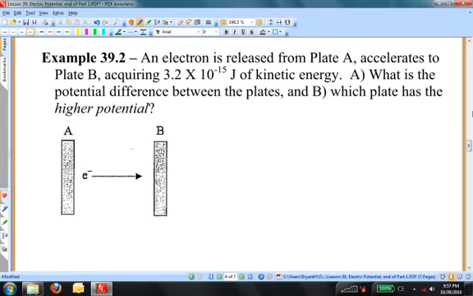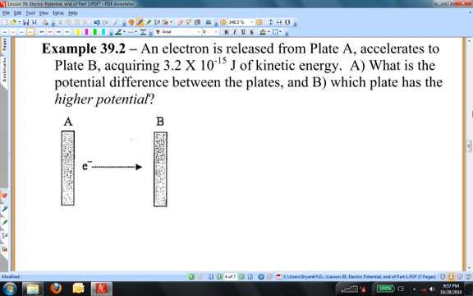An electron is released from plate A and accelerates towards plate B, acquiring 3.2 times 10 to the minus 15 joules of kinetic energy. A. What is the potential difference between the plates? And B. Which plate has the higher potential?